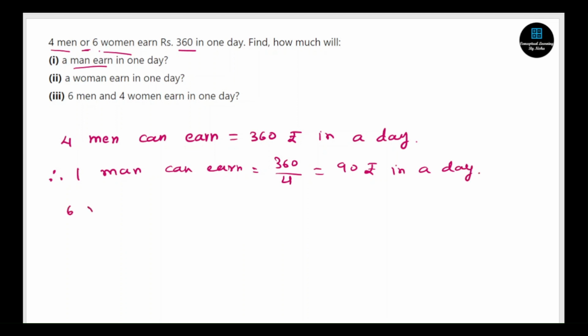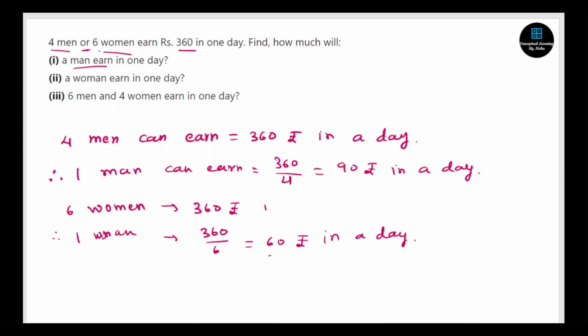So 6 women earn 360 rupees in a day. You have to write this. Therefore, 1 woman can earn 360 divided by 6, which equals 60 rupees, right? So you can say that in a day. Alright, I got both the answers. This is 90 rupees. This is 60 rupees.